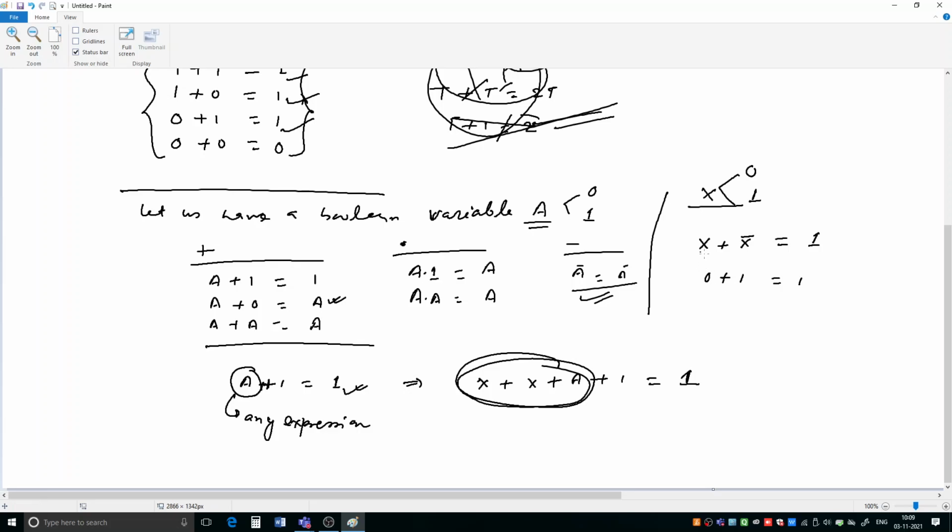When x is 1, x bar will be equal to 0, so 1 plus 0, again we know it is 1. So if you have an expression x plus x bar, then you have to write it is 1. You can remember this as a formula in Boolean algebra: x plus x bar is equal to 1. That you have to keep in mind.